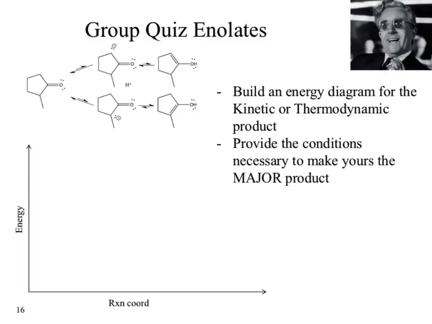So here's a group quiz that I didn't bring any paper for, so I'll just go through and mark attendance for it. Okay. Build an energy diagram for the kinetic or thermodynamic product. Provide the conditions necessary to make yours the major product. So I don't care which one of those two, and that's a lie. Right side of the classroom is going to do the top product. Left side of the classroom is going to do the bottom product. Because we've got tons of whiteboards and the whiteboards are on opposite sides, we'll even turn it into a race. I want to see the energy diagram, left and right. First group to submit and draw it correct will get an extra point on the quiz.